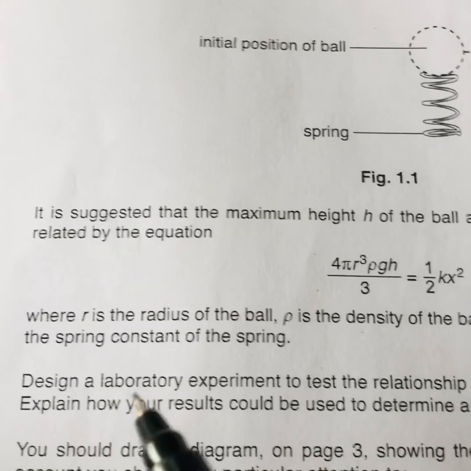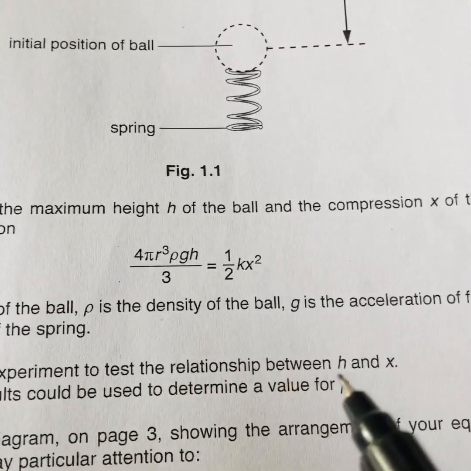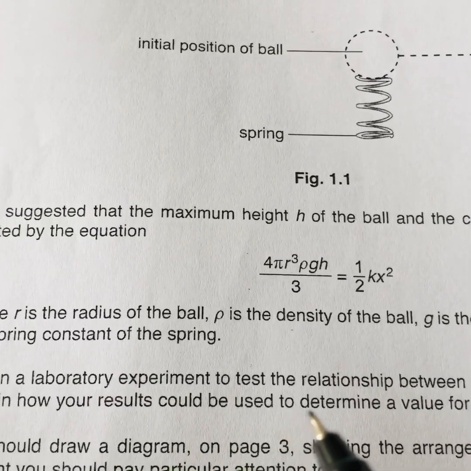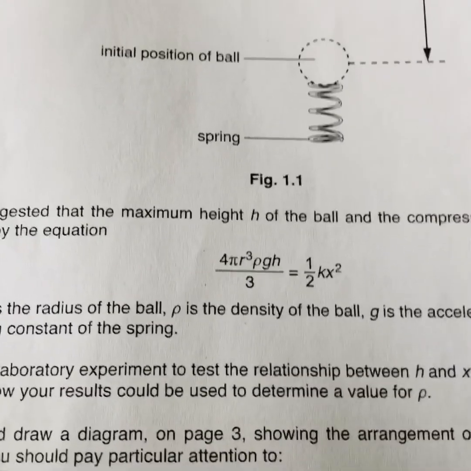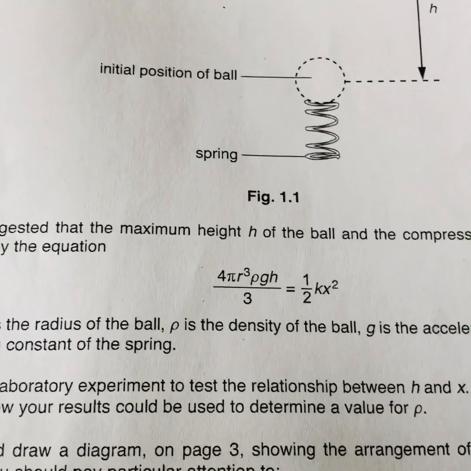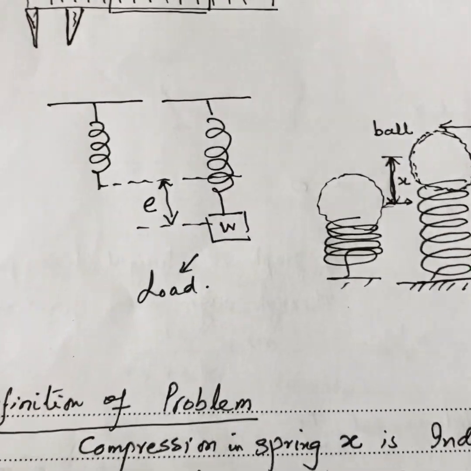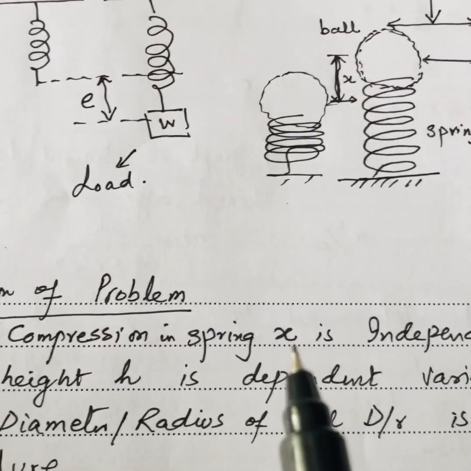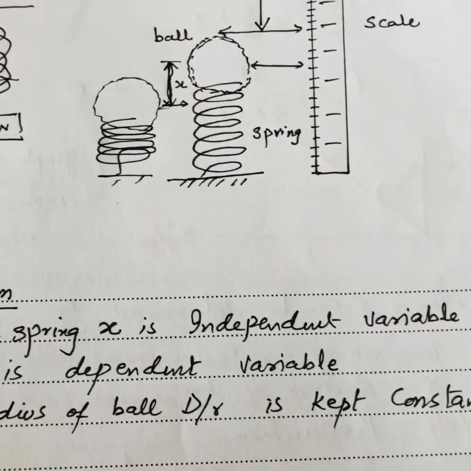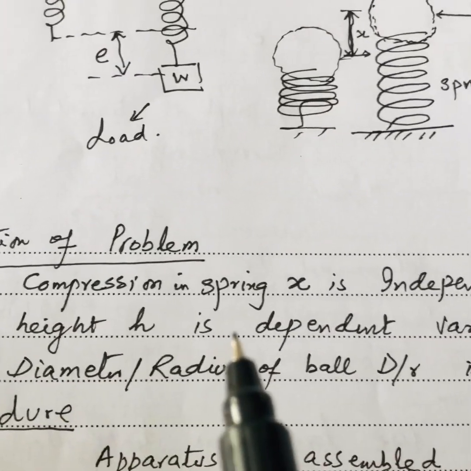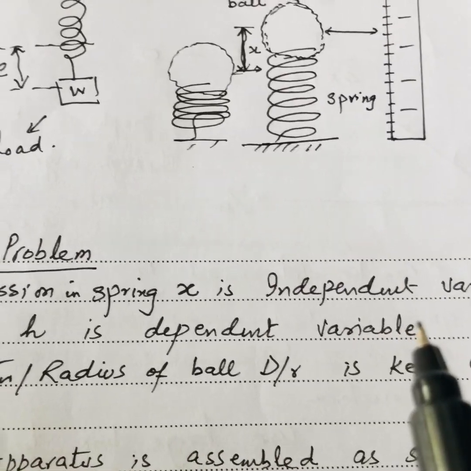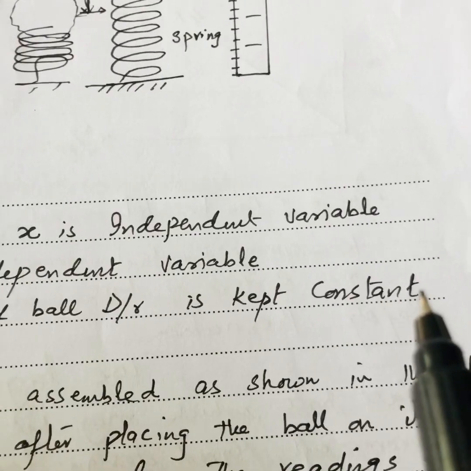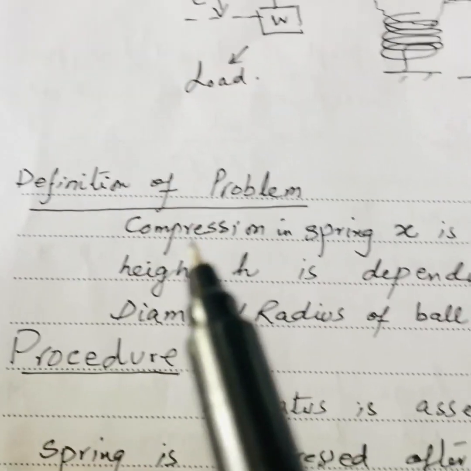The question is, we have to design a lab experiment to test the relation between H and X, and then explain how the result could be used to determine the value of rho, which is density. First of all, we have to write the definition of the problem. Compression in the spring, X, is the independent variable, height H is the dependent variable, and the diameter or radius of the ball is kept constant. So this is the definition of the problem.